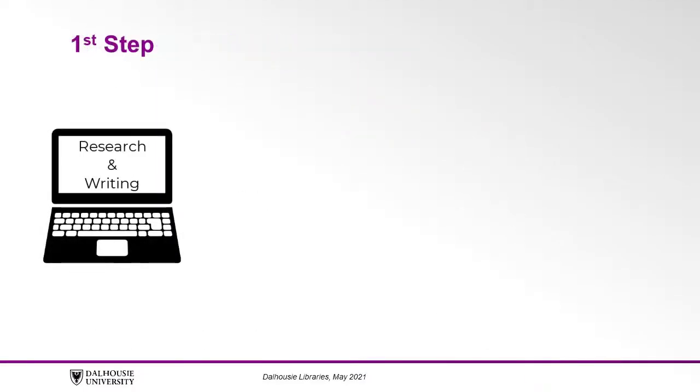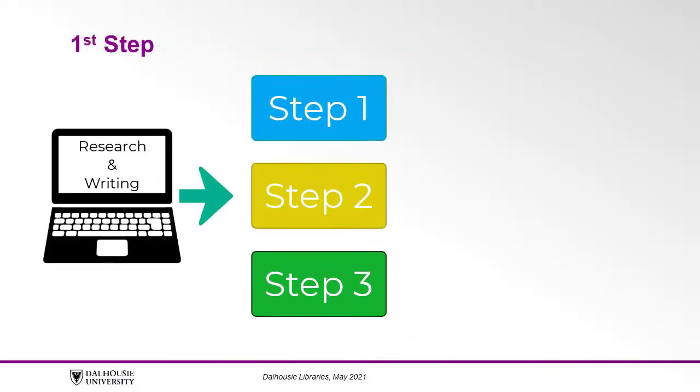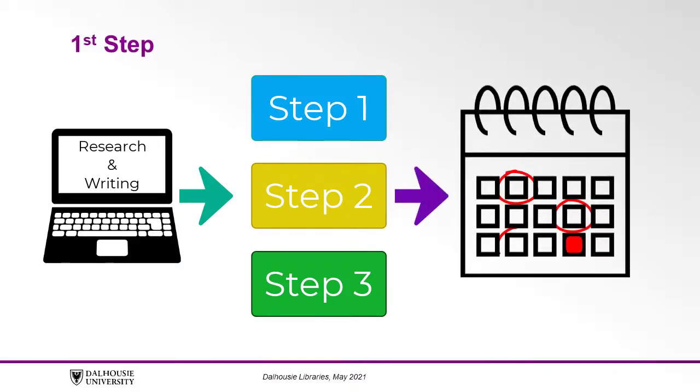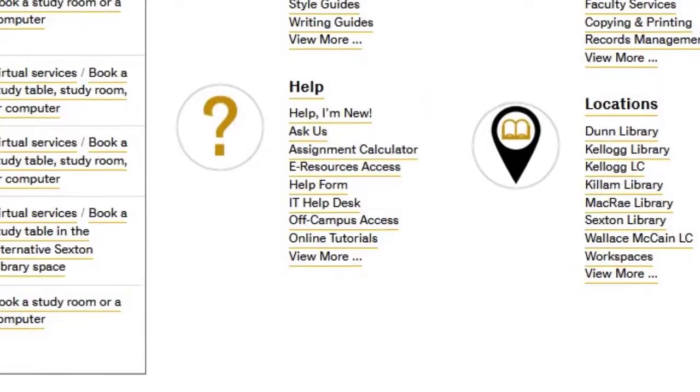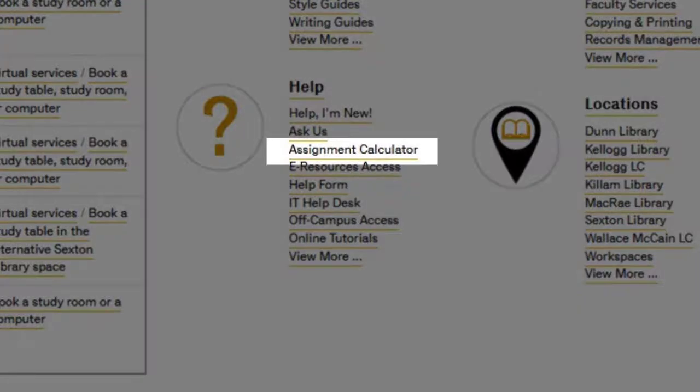The first step is to break down the research and writing process into steps and make a schedule to help you stay on track. Be sure to leave enough time at the end of the schedule to review and revise your paper. The assignment calculator on the library website can help you plan out the process, and you can find a link to this in the description below.